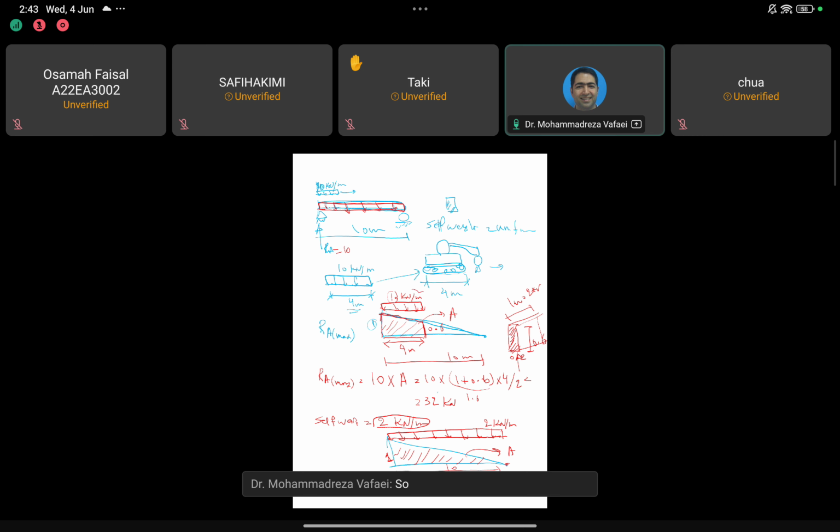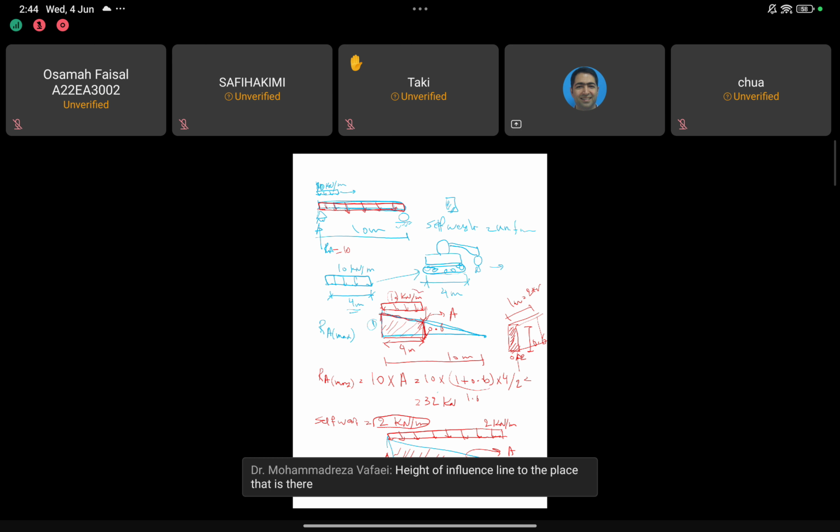So based on this explanation, now you know that if you have point load, it should be multiplied by the height to get the value. Doesn't matter how many point loads you have. What is the intensity of point load? Doesn't matter. You just multiply the height of the influence line at the place that the point load is there. If you have uniform load, you are going to multiply the intensity of uniform load to the area which is covered by the uniform load. This way you can get the values.